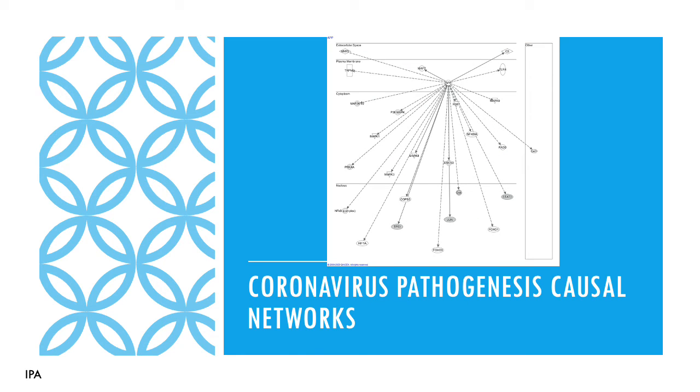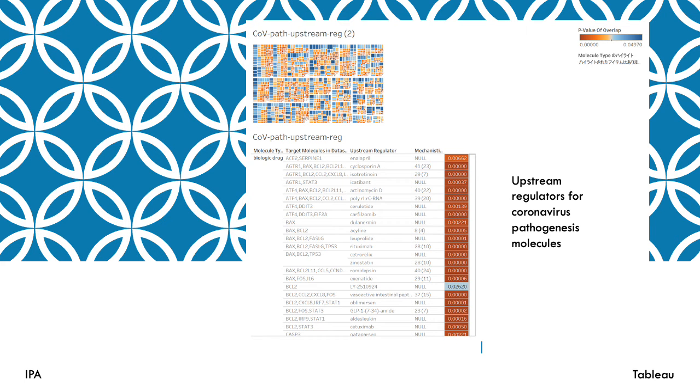Since this is a diagram of analyzing the causal network, such as located upstream of coronavirus pathogenesis-related molecules, these molecules may also be the therapeutic targets. These are upstream regulators for coronavirus pathogenesis-related molecules. This includes existing drugs such as immunosuppressive agents.